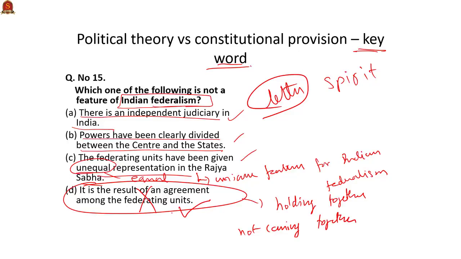Okay, so whenever a common political theory question like federalism or democracy is asked, they put the India filter. And in the options, if you have provisions in the constitution, then it means it is a question not based on political theory, it is based on constitutional provision. So you have to go by the letter.